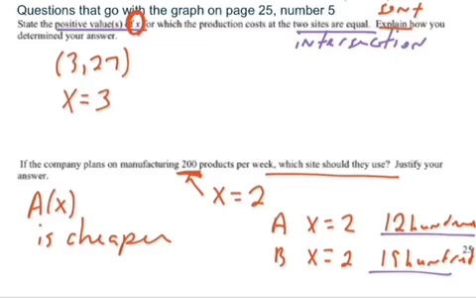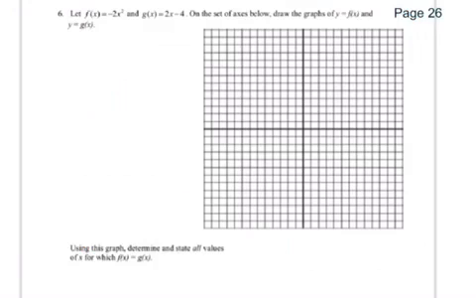Okay. Let's go on to the next page. And on page 26, question number 6 is giving you both f of x, which is a parabola, because it has an x squared, and it's giving you g of x, which is a line, because it's x to the first power. They want you to graph y equals f of x, which just means to graph the parabola, and g of x, which means to just graph the line.